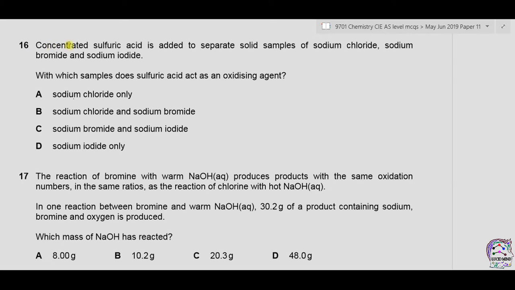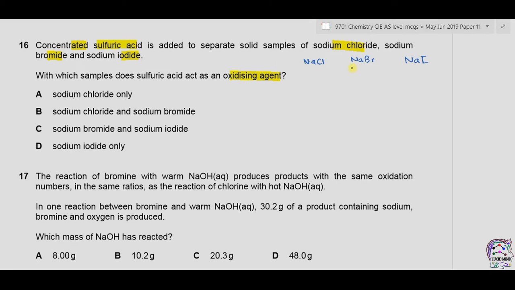Question 16. Concentrated sulfuric acid is added to separate solid samples of sodium chloride, sodium bromide and sodium iodide. With which samples does sulfuric acid act as an oxidizing agent? Now 3 salts are given. One is sodium chloride, second is sodium bromide and third is sodium iodide.